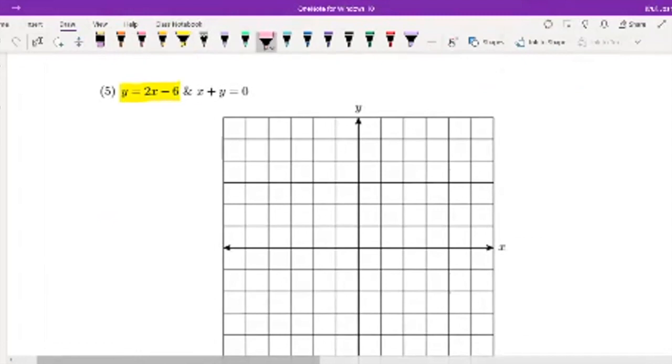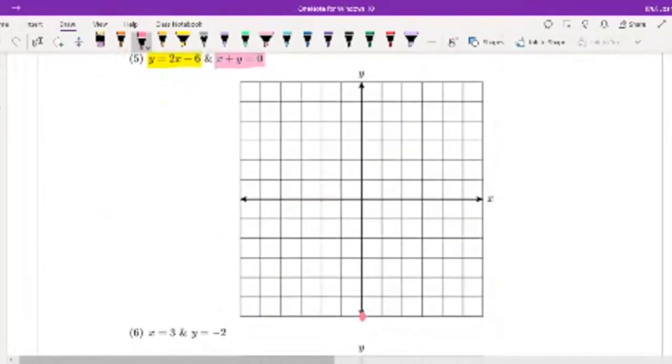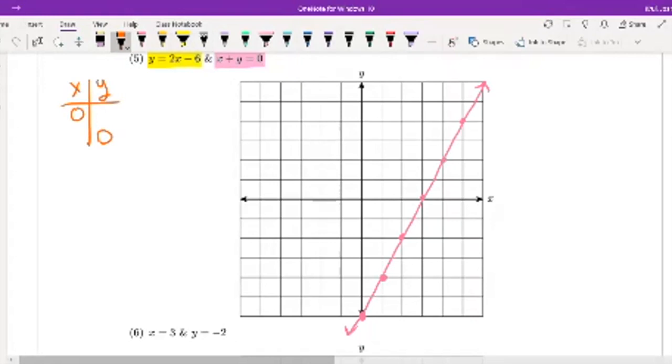The yellow line that I just highlighted is already in slope-intercept form. So let's plot that. We're starting at -6 and going up 2/1. We will connect the dots as best as you can. And the second line is not in slope-intercept form, so let's make a table of values for our intercept here. Now, you'll notice that when you plug in 0 for x, you also get 0 for y, and you also get 0 for x when you plug in 0 for y.